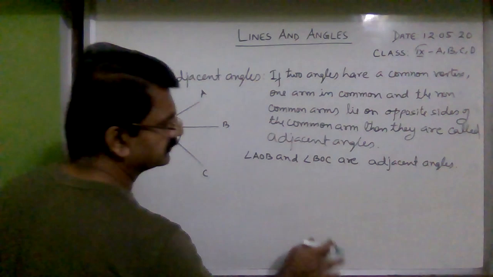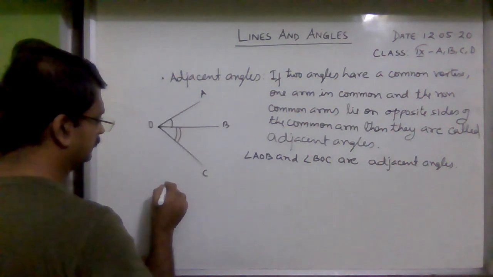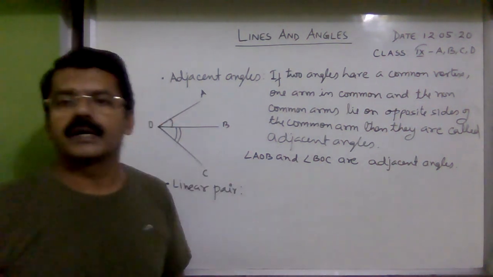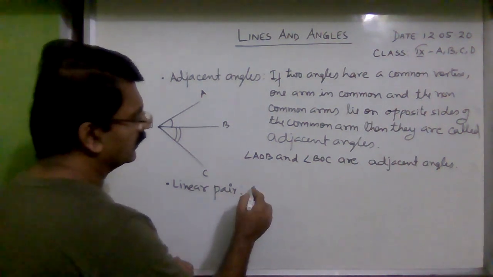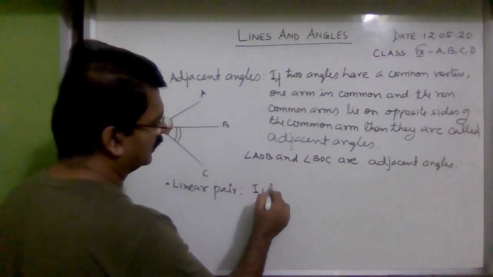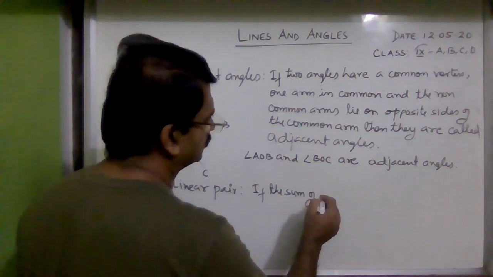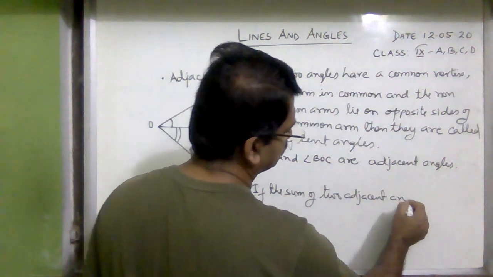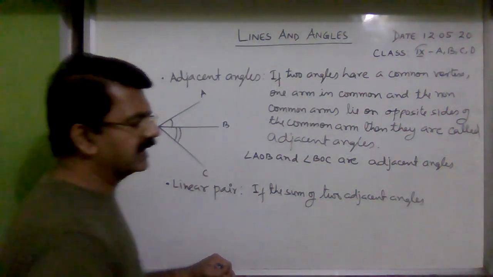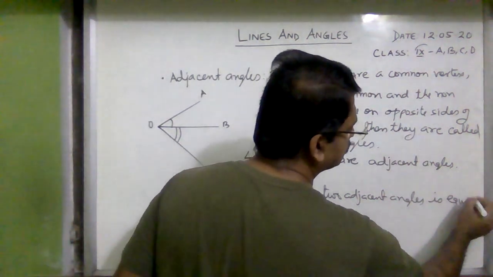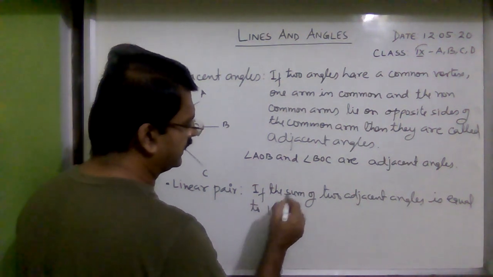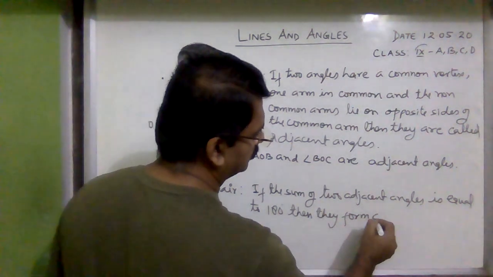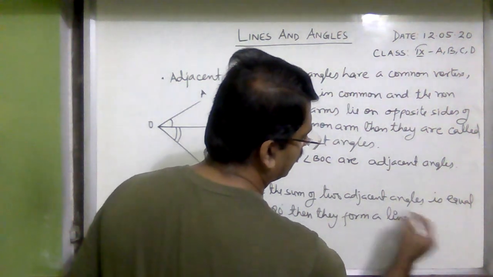Now linear pair. If the sum of two adjacent angles is equal to 180 degrees, then they form a linear pair.